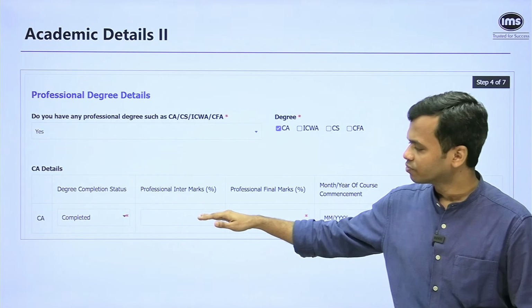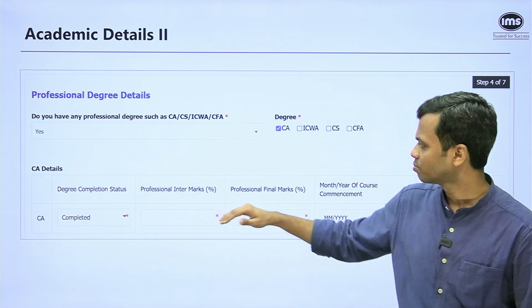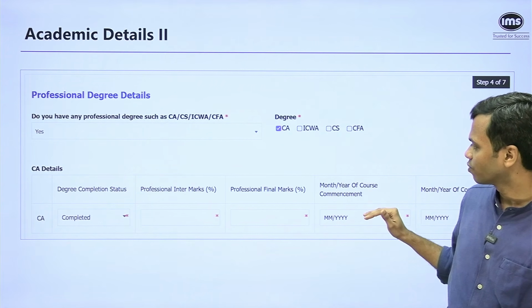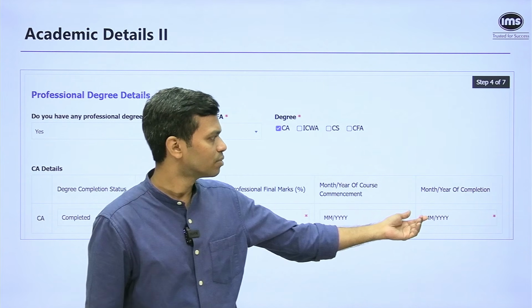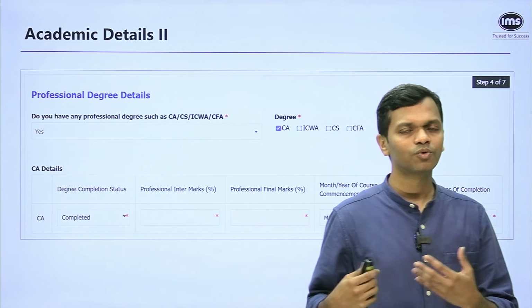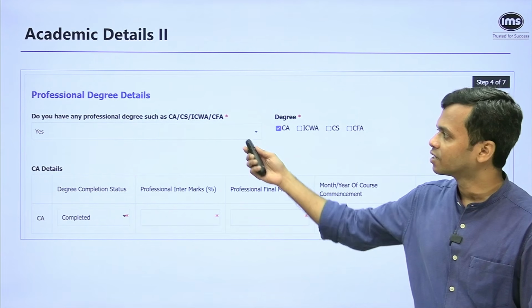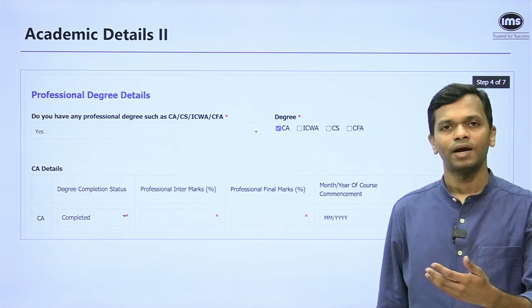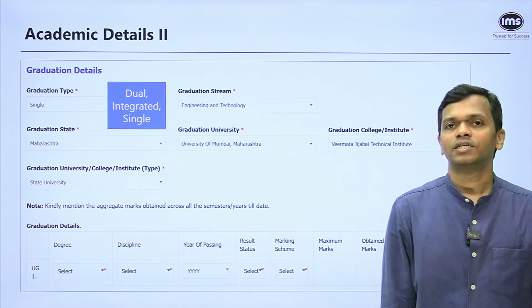And for each of them, you will have to enter the marks that you obtained. So professional inter marks, final marks, month and year of course commencement, which is when you started your CA program, and then month and year of completion. So those are the required details if you have any professional qualification. Now let's say you don't have any. In that case, the answer to that question is no, and then there are no follow-up questions. Then we move to academic details 2.